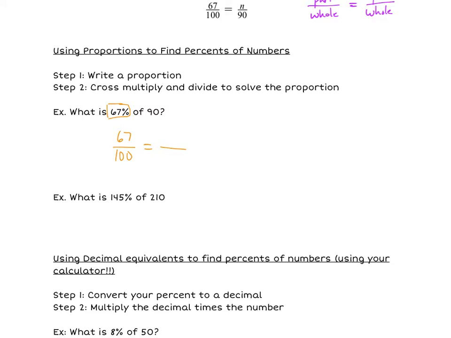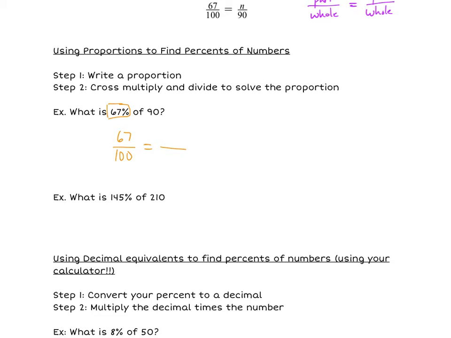Now, the problem is, where do we put this 90? Does that go on the top or the bottom? Is that a part or a whole? Okay. So, little hint for you, the word "of" is a little bit of an indicator. Whatever comes after the "of" is going to be your whole.